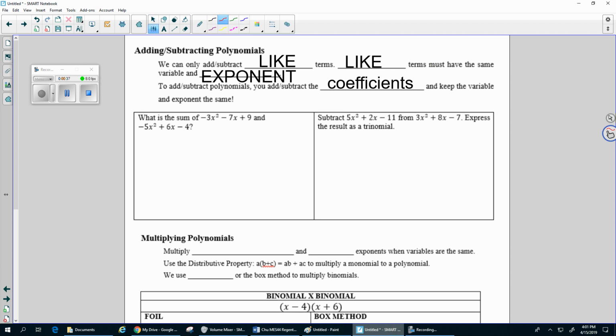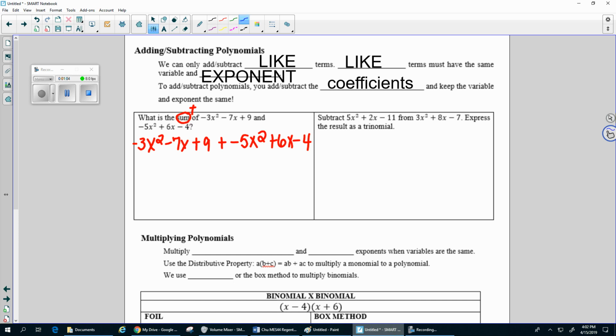What is the sum of -3x squared minus 7x plus 9 and -5x squared plus 6x minus 4? We know sum means addition, so we're adding these two terms together. I always like to rewrite my problem. So -3x squared minus 7x plus 9, and we're adding that to -5x squared plus 6x minus 4.